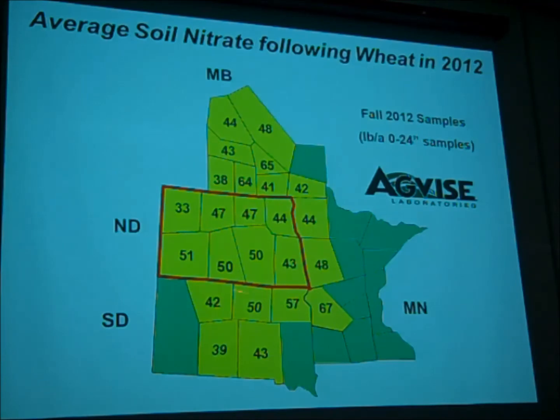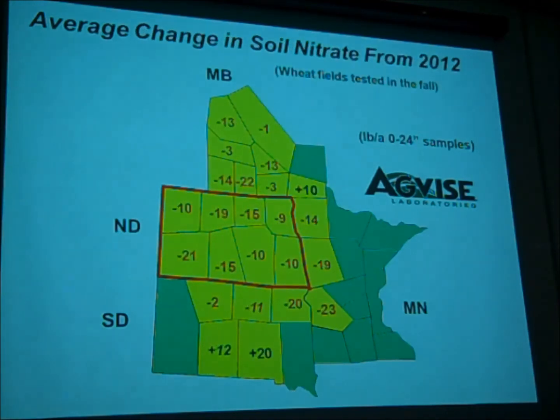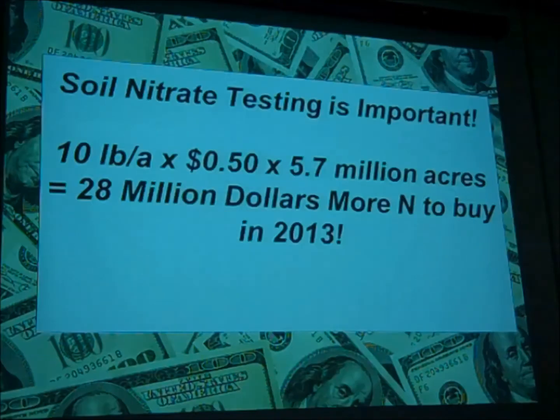Here's 2012. If you look at those numbers, they're a little bit higher, and if you do a comparison, there's the difference in the average. And of course, the average doesn't mean anything about each of your fields, it's just about the region. But from a perspective of the whole state, 10 pounds lower soil tests this year amounts to about $28 million more nitrogen fertilizer that'll have to be bought if you grow corn or wheat or another nitrogen-bearing crop on those 5.7 million acres. It's substantial.